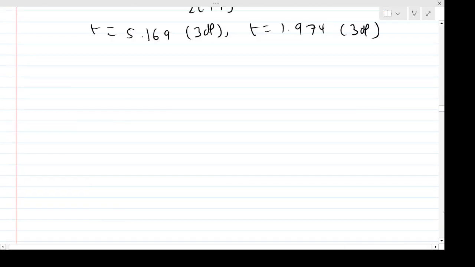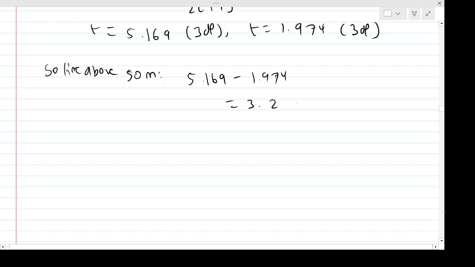So if I subtract them, so time above 50 meters, that's going to be 5.169 take away 1.974. And so if we work that out, that'll be 3.2 seconds to 1 decimal place. Okay, so that's the total time. It's strictly above 50 meters. Okay, so there we are.